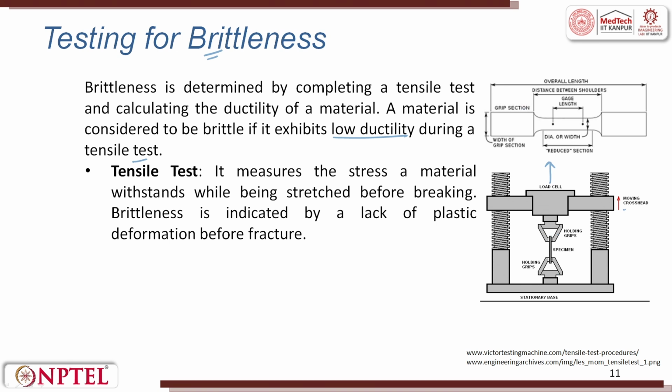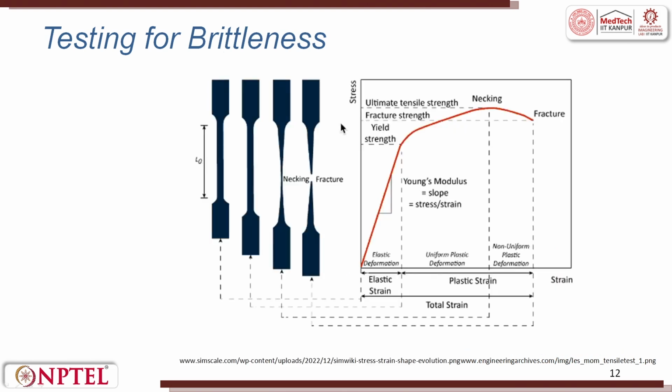So, this is how the cross-head moves. Here there is a feed rate, or a moving rate. If you change this, you can create sudden impact or slow feed rates and see the material response. It measures the stress a material withstands while stretching before breaking. When we do a tensile test, many a time for glass we never use a dog bone sample, but for metals, yes, we do.